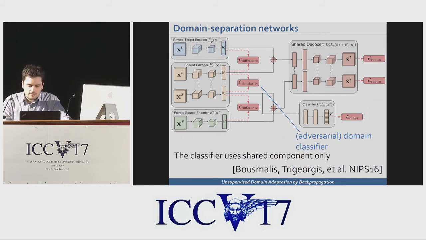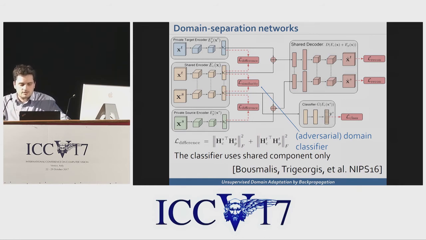And then, of course, your classifier has to make classification based only on the shared features, and by construction ignores domain-specific features. The last bit, which is required to make it work, is some regularizer, which enforces orthogonality between shared features and domain-specific features. And they have shown that with this architecture, which combines autoencoding, orthogonality, adversarial learning and classification, they can get quite significant improvement on a range of data sets.